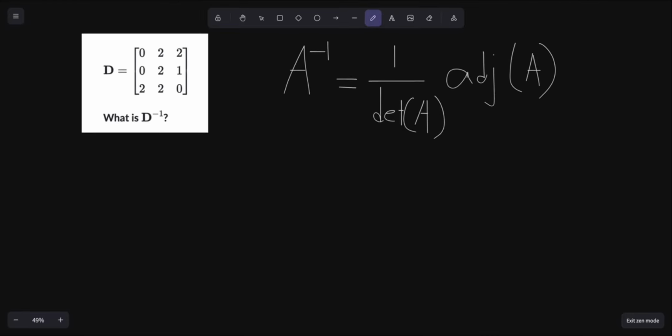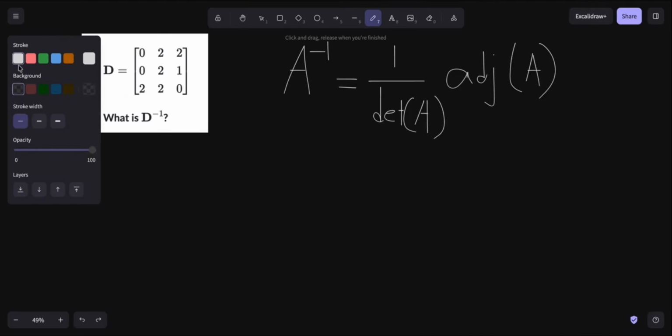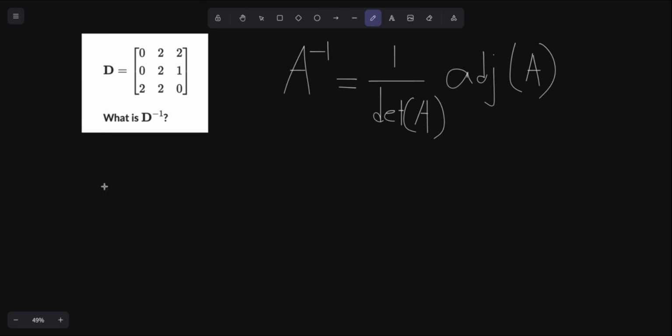There are actually two main ways to do this. I'm going to show you both ways, and you're going to see that we arrive at the same answer. First, let's compute the determinant of A, or in this case, D. And by the way, shout out to Khan Academy for providing these types of questions. So what is the determinant of D?